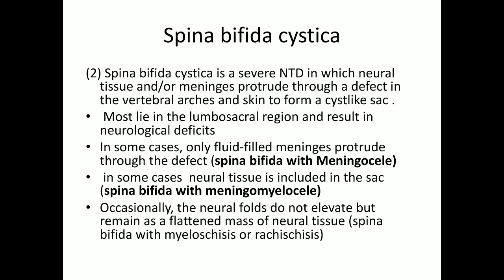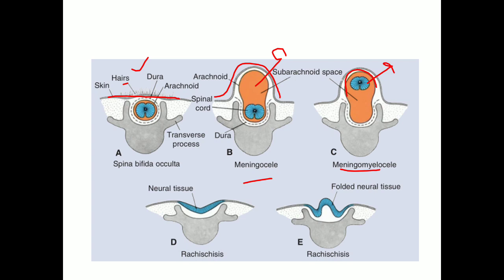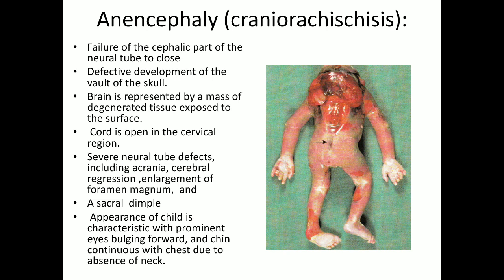And sometimes the neural fold will not elevate, but remains as a flat mass of neural tissue. So that is called spina bifida with rachischisis or myeloschisis, when the neural fold is not elevated but remains as a flat mass of neural tissue. In the fourth diagram you can see rachischisis. In the fourth and fifth conditions the area is not elevated but neural tissue is lying in the gap. The fifth diagram also shows the folded neural tissue in the gap. So these are the neural tube defects.